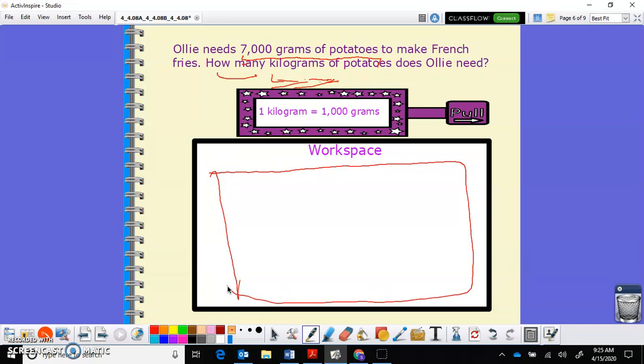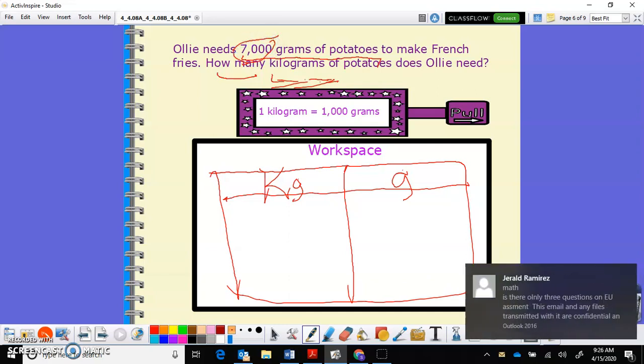I silenced my phone before. Okay, so my input-output table, I'm going to put my kilograms, and I'm going to use the abbreviation kg for kilograms, and I'm going to use a little g for grams. So I know 1 kilogram equals 1,000 grams, and I'm trying to get to 7,000 grams.